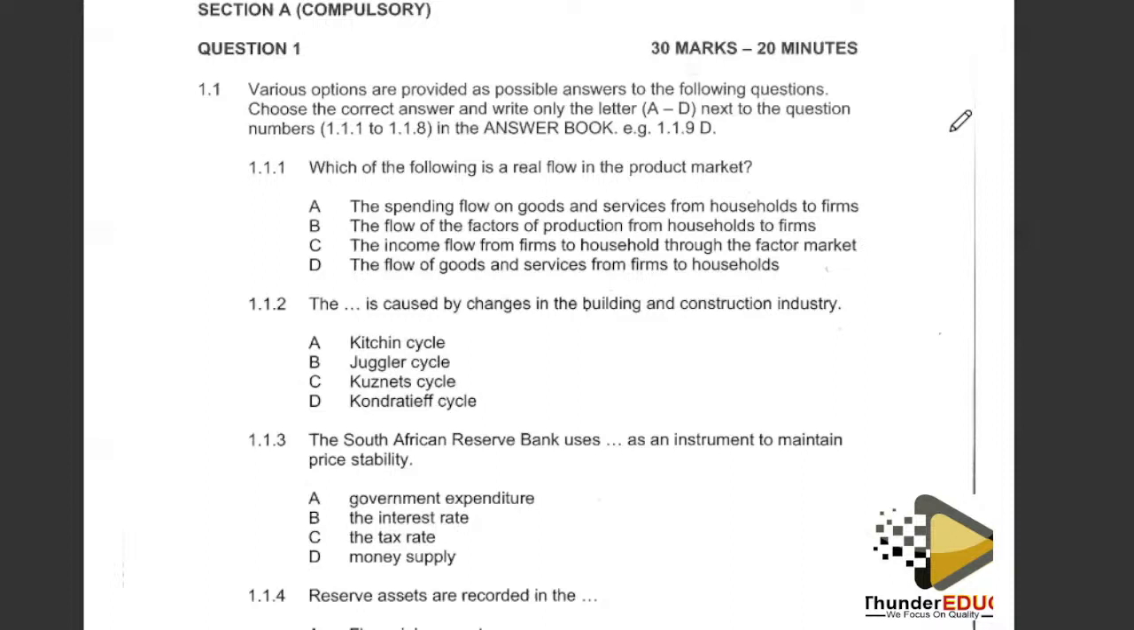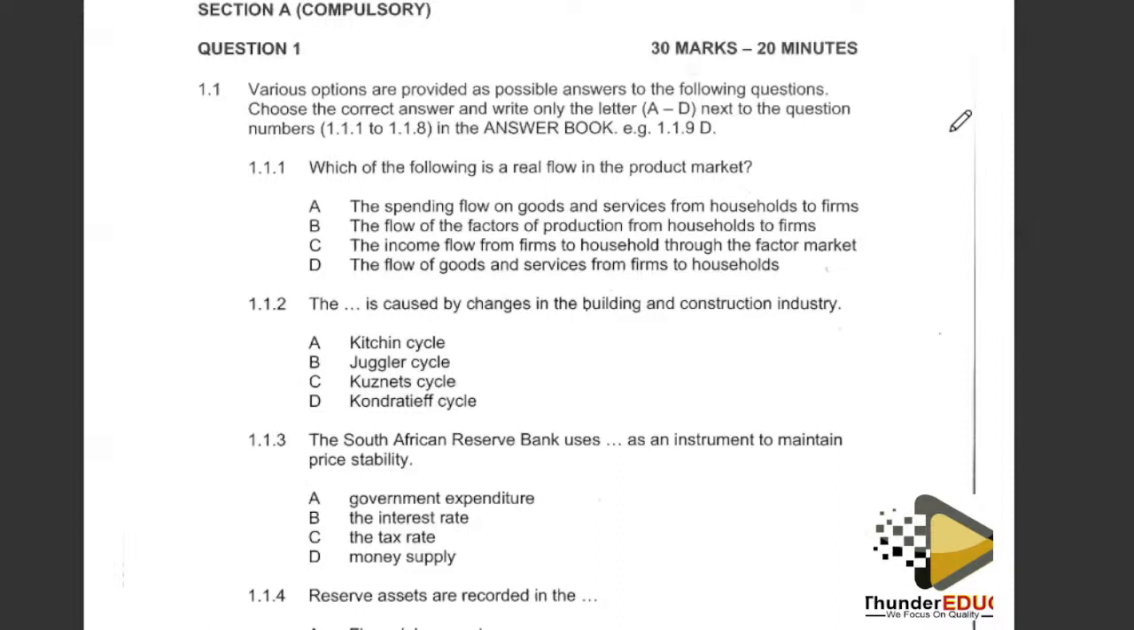The income flow from firms to households through the factor market. Also this one is out. So now it means that automatically we are left with what? We are left with D, and that makes D our answer. The best answer is the flow of goods and services from firms to households.